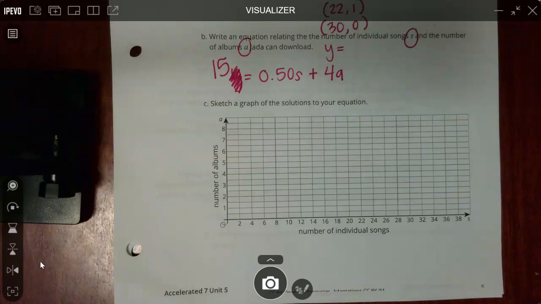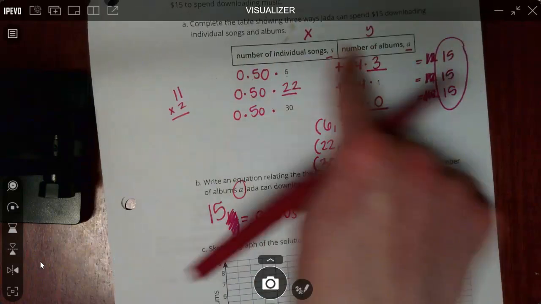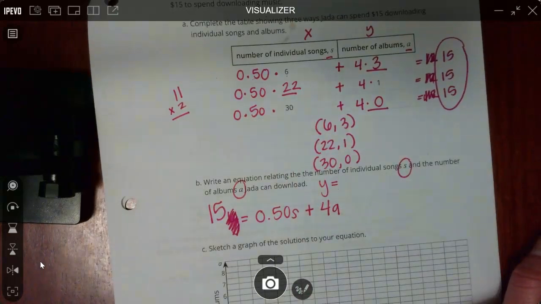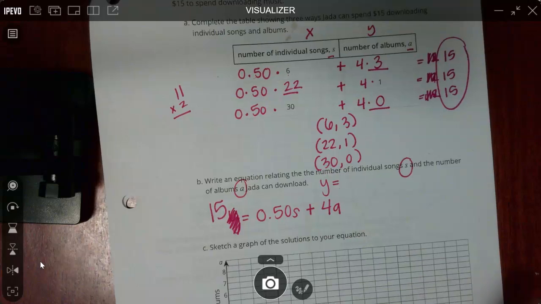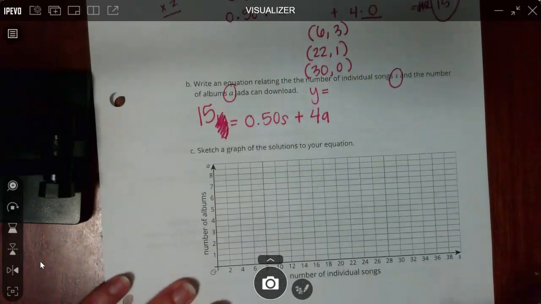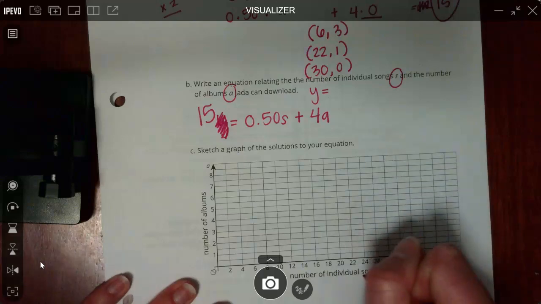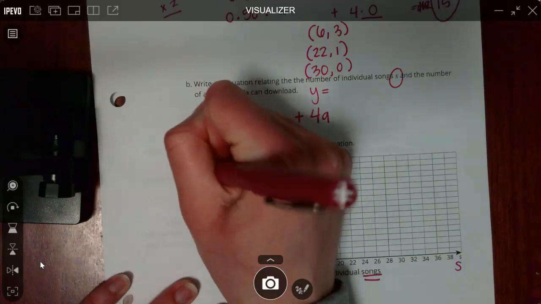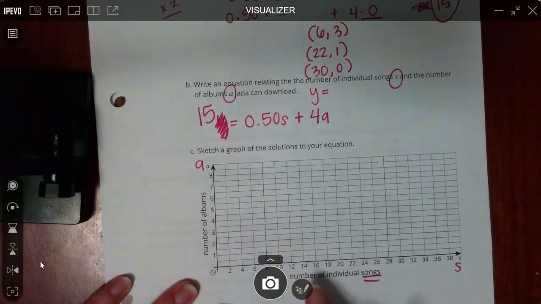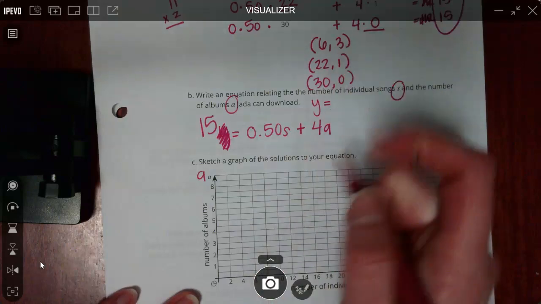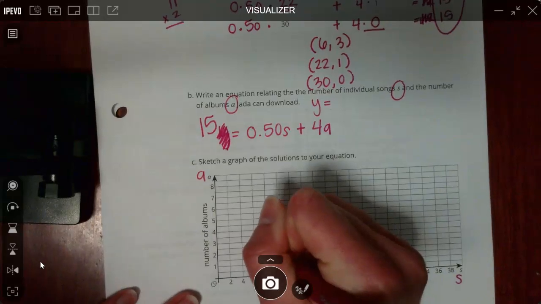C, sketch a graph of the solutions to your equation. Okay, solutions, right here. You already have them. These are the points. This is what you should have put on your graph. That's it. Some of you were just making stuff up, and then you had a positive slope, and I was like, what is happening? So, using these points, okay, if I say S is 6, well, I need to see which axis is S. Songs, so this is my S. It literally says S. Albums, it literally says A. Okay, so when songs is 6, A has to be 3. That's what we found. So I'm going to go up to 3.